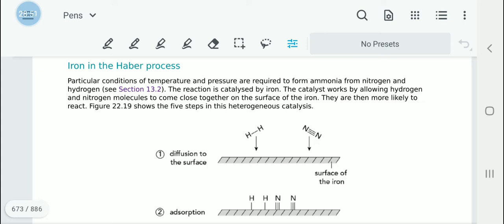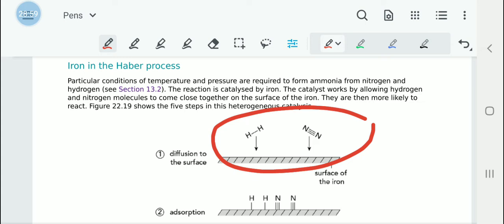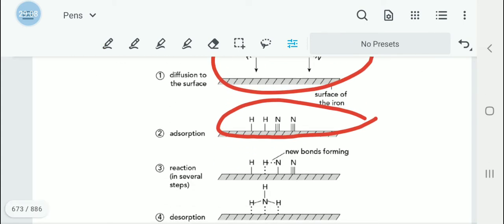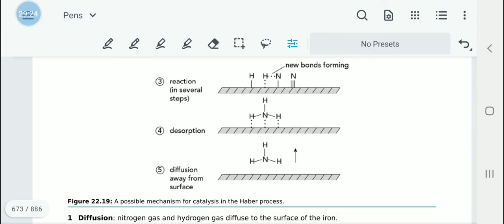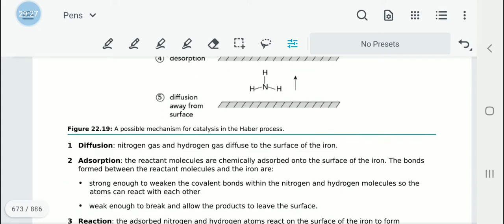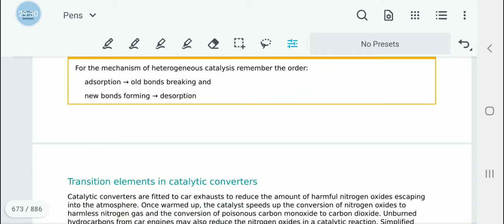So what happens is, by the adsorption mechanism, hydrogen and nitrogen molecules come close to the surface, and after that adsorption occurs and hydrogen and nitrogen are separated. Then hydrogen and nitrogen would start forming new bonds, and there would be different steps involved in the reaction, and finally desorption would take place and they will diffuse away. I hope you understand what happens here.